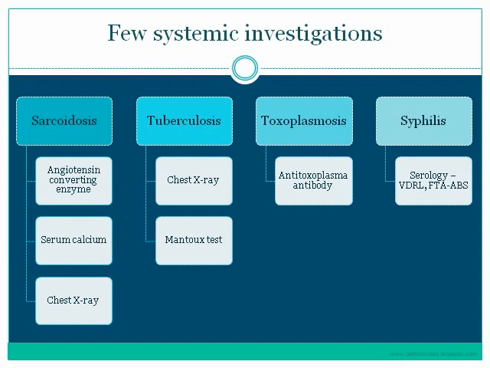Some of the examples of the systemic investigations done when there is suspicion of a specific condition. For example, if sarcoidosis is suspected, then serum angiotensin converting enzyme levels or serum calcium levels and chest x-ray are useful. If tuberculosis is suspected, again chest x-ray and a Mantoux test are ordered. Toxoplasmosis requires anti-toxoplasma antibody titers. Syphilis is tested by the serological test of either VDRL or RPR and FTA ABS or TPHA.